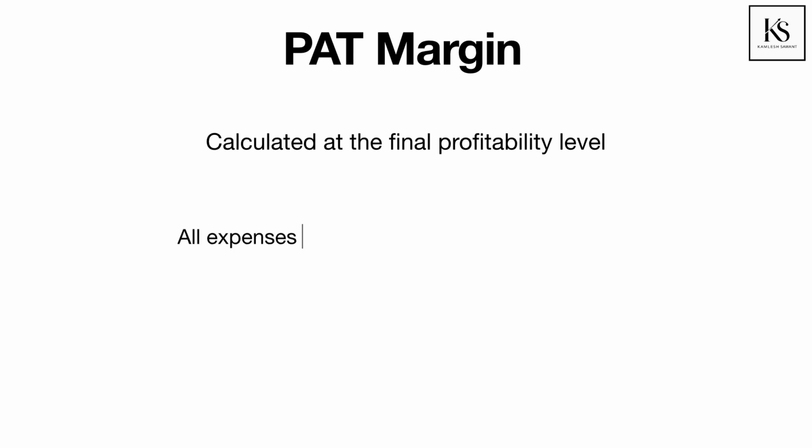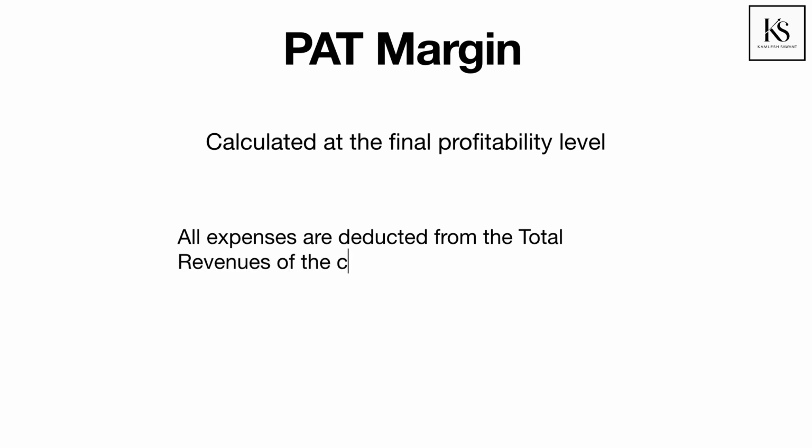PAT margin. While the EBITDA margin is calculated at the operating level, the profit after tax PAT margin is calculated at the final profitability level. At the operating level, we consider only the operating expense. However, there are other expenses such as depreciation and finance costs, which are not considered. Along with these expenses, there are tax expenses as well.